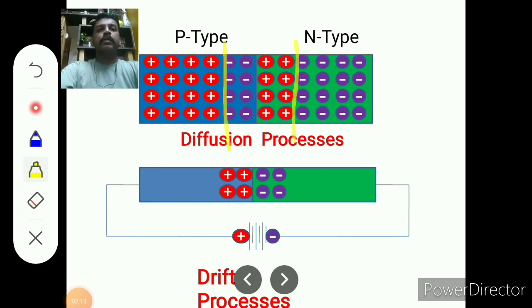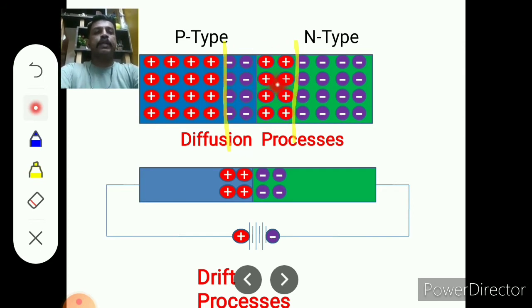Barrier potential means the holes cannot cross from this p region to the n region. These holes work like a barrier to the next holes coming into this n-type semiconductor. Similarly, these electrons work like a barrier potential for the electrons coming into the p-type semiconductor. So this whole region between these yellow lines works like a barrier potential, meaning the holes and electrons cannot cross this barrier potential.